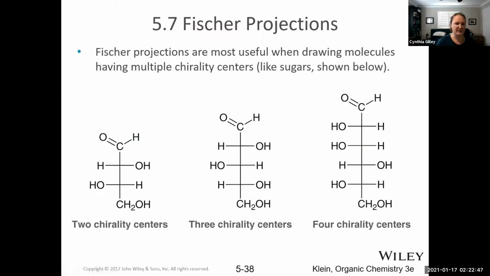Okay, here are some additional structures that have been drawn as a Fischer projection. These are all sugars, and sugars are commonly drawn in Fischer projection because they have a series of consecutive chiral centers. It's easy to represent those chiral centers using a Fischer projection. We want to recognize that this structure has 2 chiral centers, right? 3 intersections means 3 chiral centers, and then 4 chiral centers.